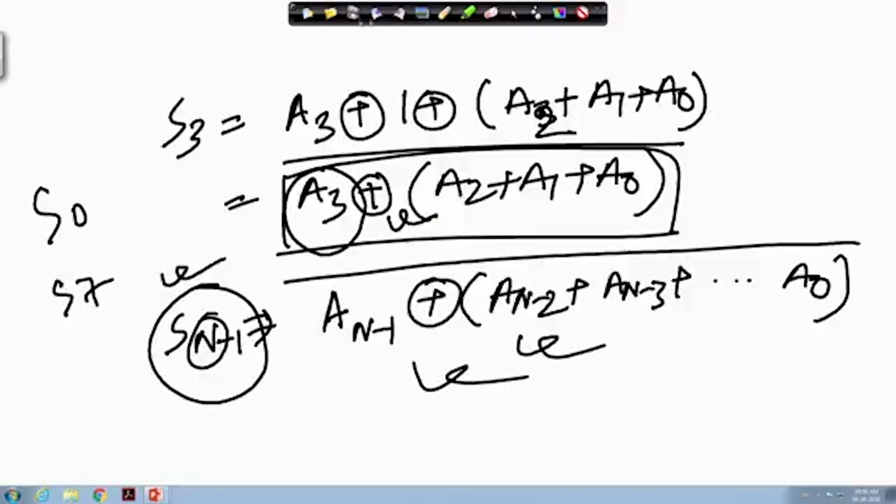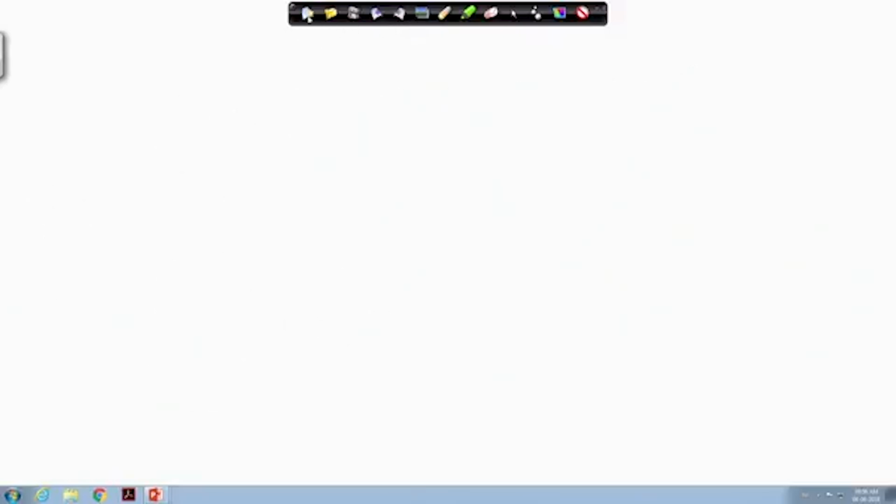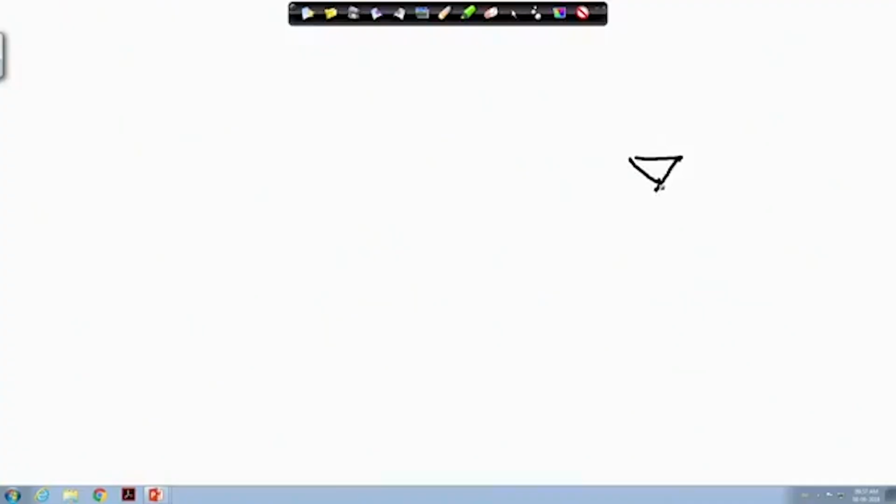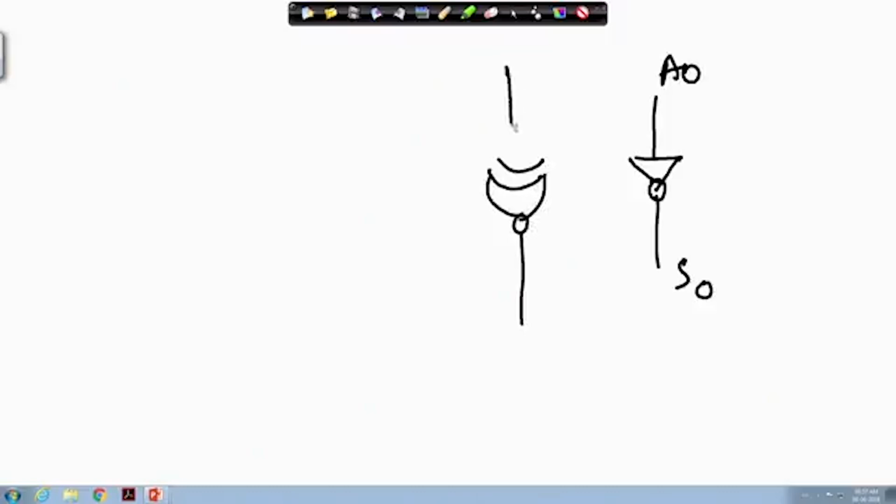So, now if I draw the corresponding architecture for that, how will it look? For S0, this is A0 and this is S0, that is the inversion of that. In the next stage, that is A1 XNOR with A0, that is S1.